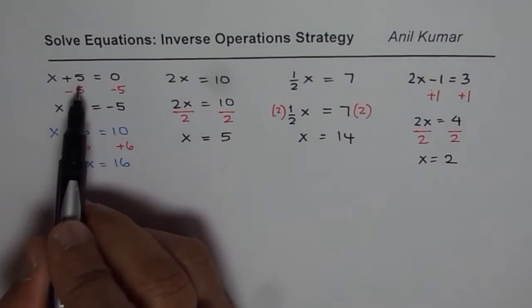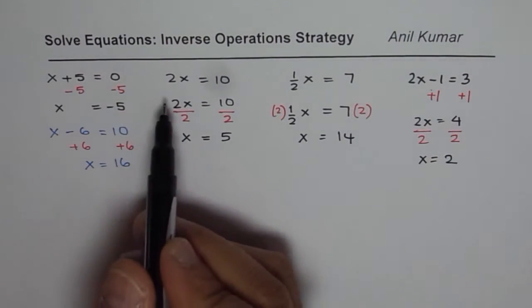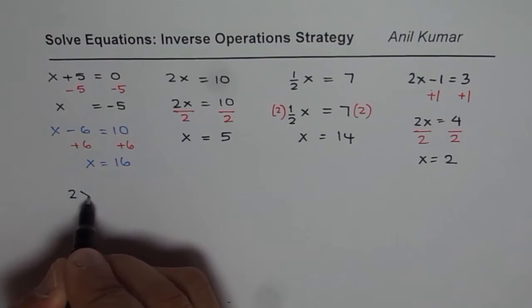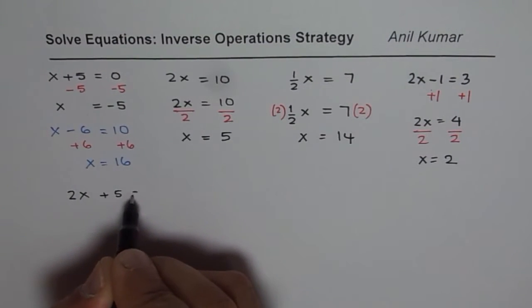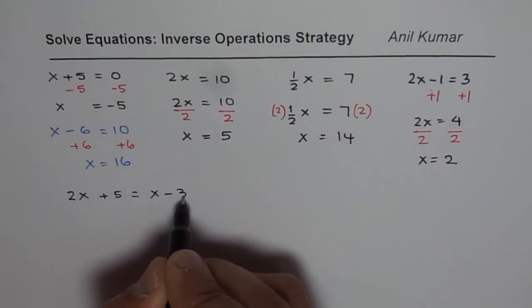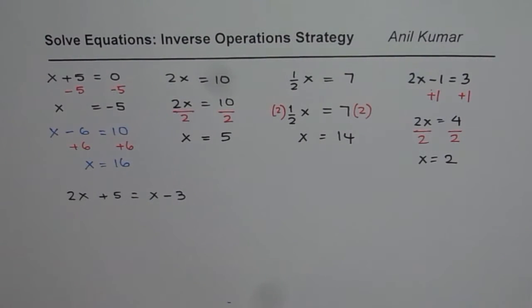Now let us do some more complicated ones. So we could also have both numbers and variables on both the sides. So let me take an equation which is 2x plus 5 equals x minus 3. Now we have variables on both the sides. How to solve such an equation?